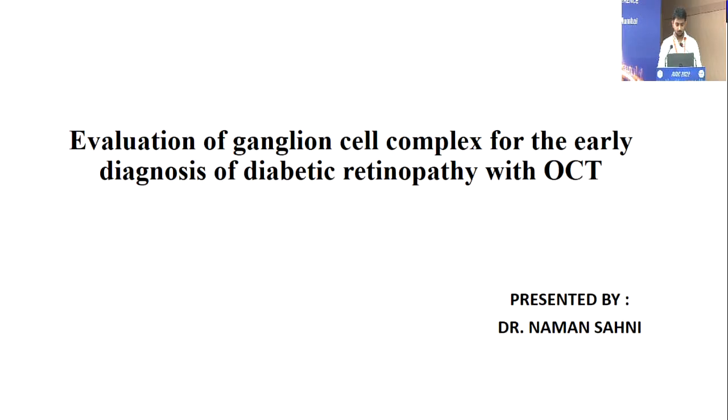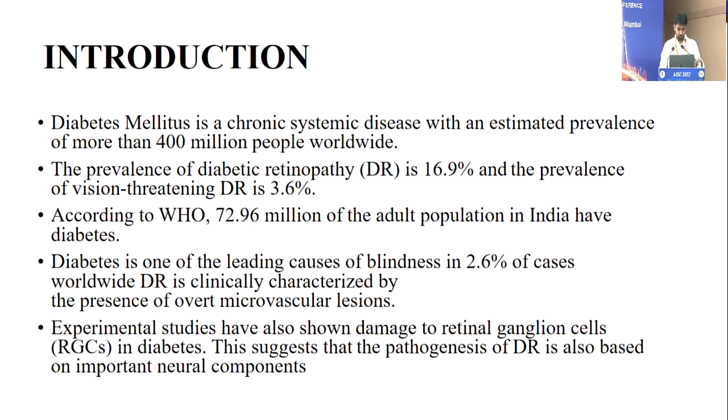Good morning, the judges. I'll be presenting today on the topic evaluation of ganglion cell complex for early diagnosis of diabetic retinopathy with OCT. Now, with increasing time and these modalities, diabetes mellitus has increased, and there is an estimated prevalence of more than 400 million people worldwide. The prevalence of diabetic retinopathy is 16.9%, and of vision threatening diabetic retinopathy is 3.6%. According to the WHO, 72.96 million of the adult population in India have diabetes.